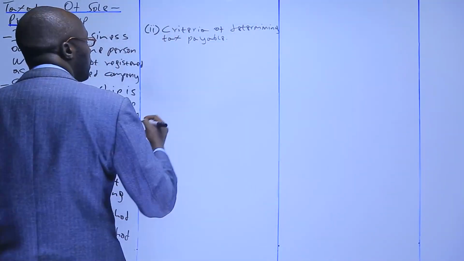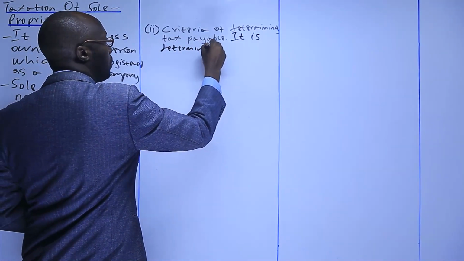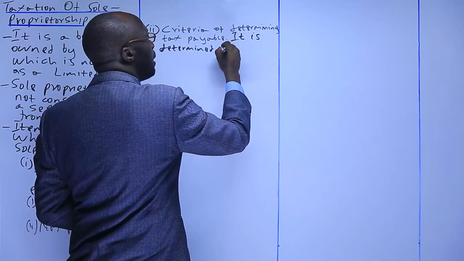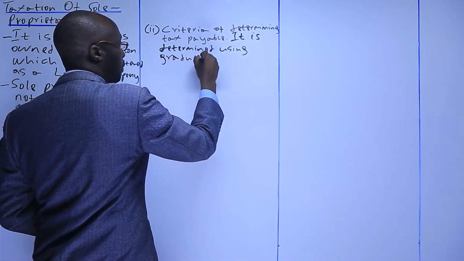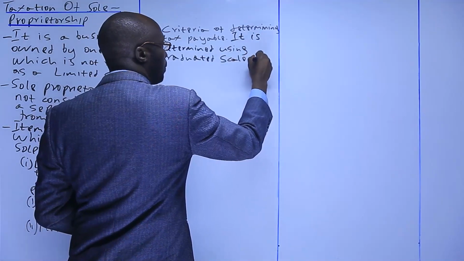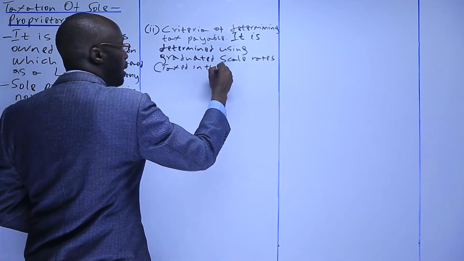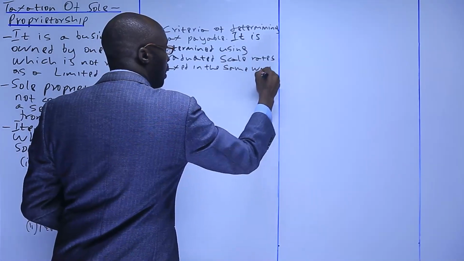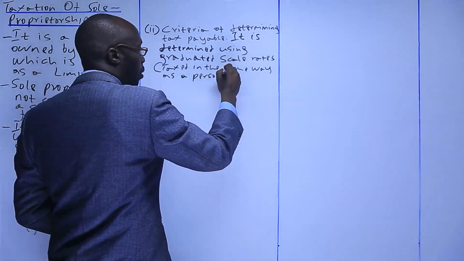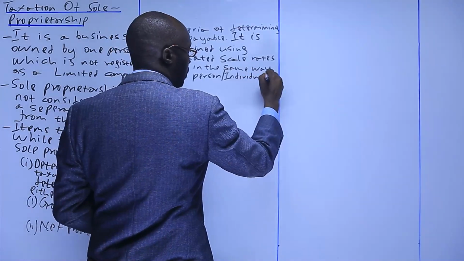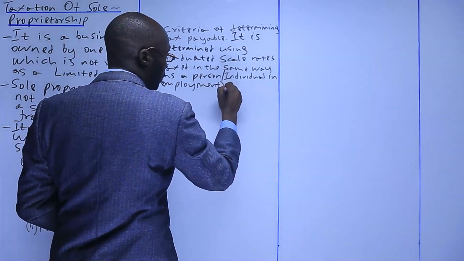This is how we determine it. It is determined using graduated scale rates, in brackets, taxed in the same way as a person, or an individual, in employment. That is what you need to know.